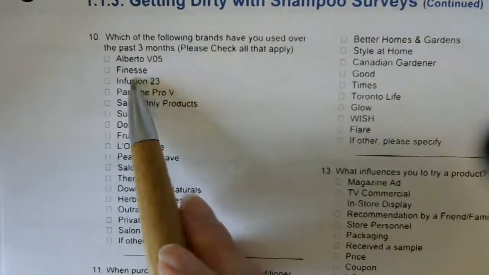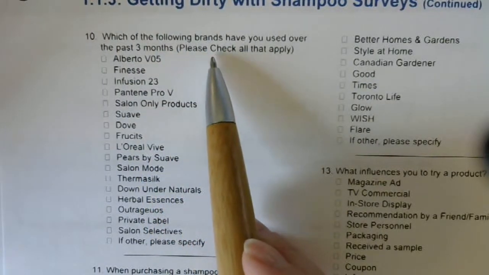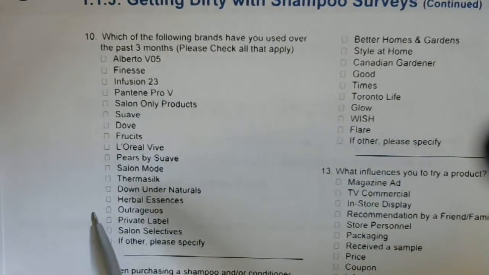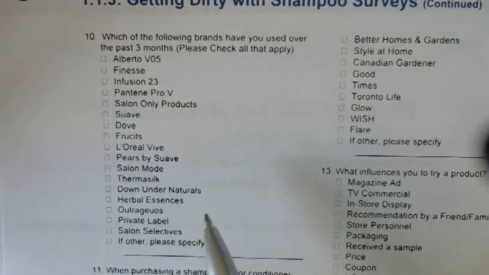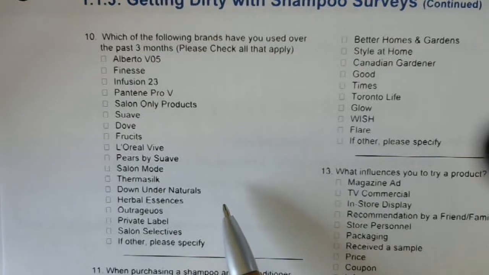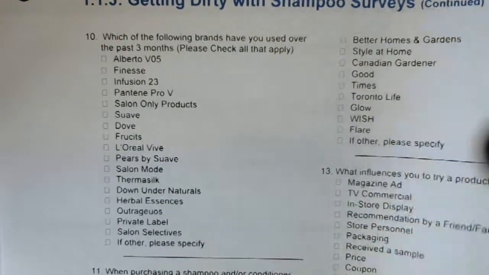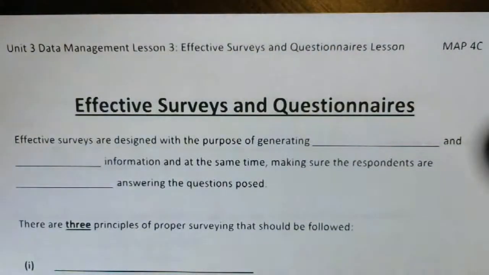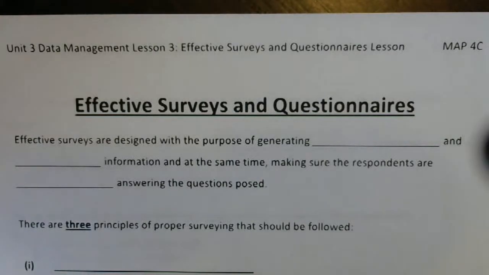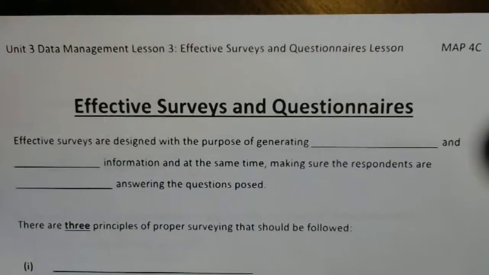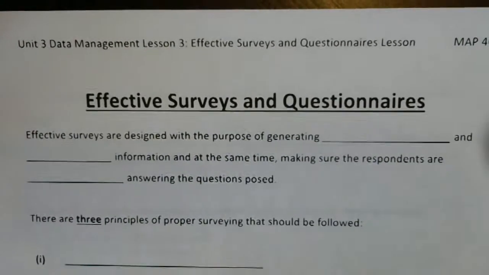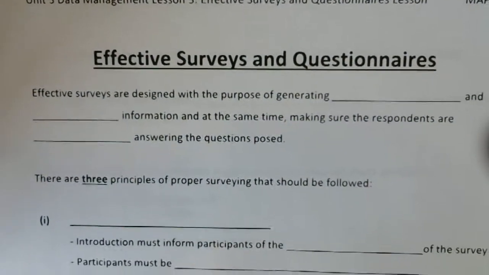For example, this question says, which of the following brands have you used? Please check all that apply. So you're supposed to check off as many things as you can if you've used that product before. That's just an example of a questionnaire. You might design these to gather information about, like this one, shampoo, types of food people like, or where people go. There are multiple reasons why you want to gain information from people.